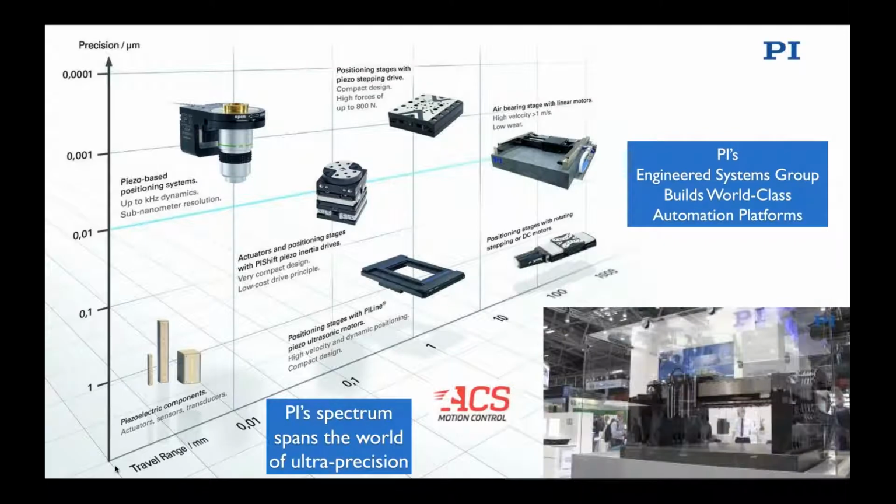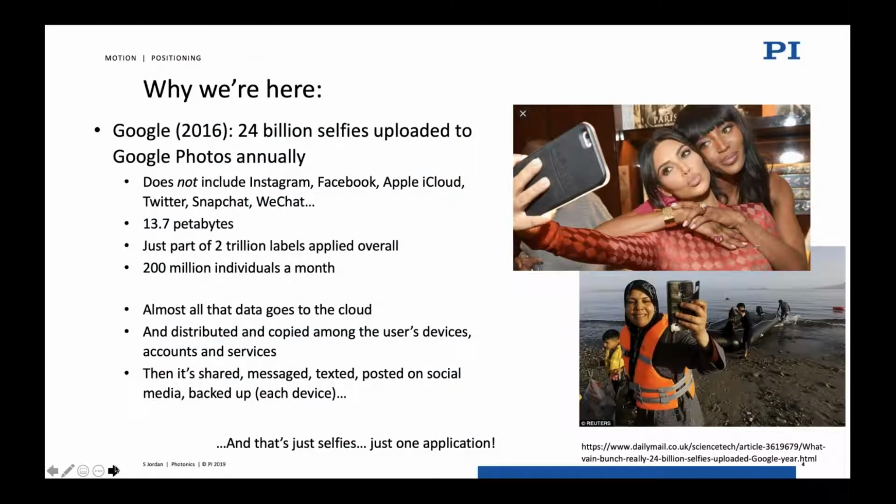So that is PI. Let's talk about why we're here. We're here because the world's appetite for data has just been insatiable. Part of it is because we're all walking around with supercomputers in our pockets. In this case, my little pocket supercomputer is what's providing the internet now, now that we had this issue with my home cable.